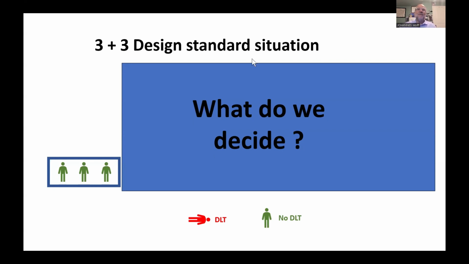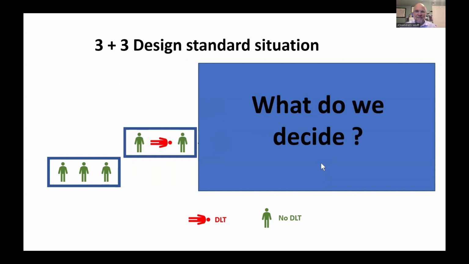That helps. So here is the first situation. 3+3 design, the first 3 patients have been enrolled. None of the 3 patients has a DLT. What do we do? Please answer. Correct. You go up with the dose. You enroll 3 patients in the next dose level.